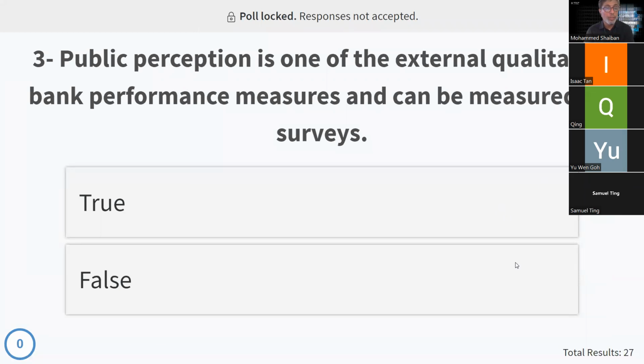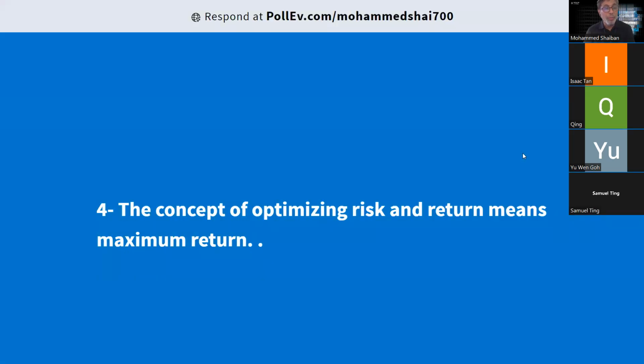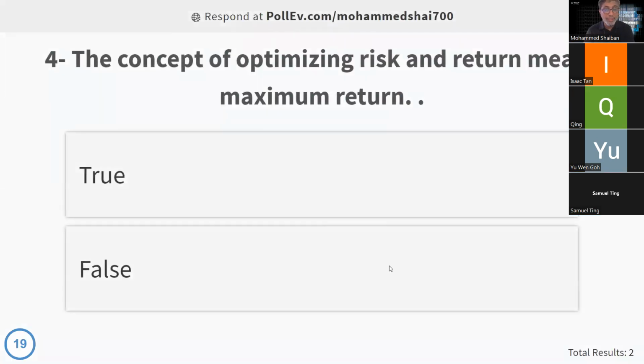Okay, let's go to the next one. The concept of optimizing risk. This is a good question. When we increase the risk, and when we optimize, do we need to maximize the return? Because return goes with the risk. So we have to reach a point where risk and return give us the most shareholders' wealth. Is this statement true or false?